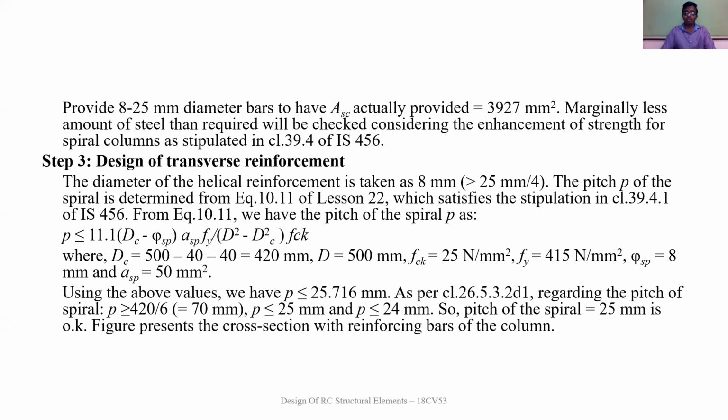is calculated as per clause 39.4.1 of IS 456, where the diameter of core is equal to the diameter of the column minus the cover on either side, and grade of concrete is given as 25 Newton per millimeter square. Grade of steel is 415, diameter of spiral reinforcement is 8 and the area of spiral reinforcement is 50 millimeter square. Using the above values, we have pitch should be less than 25.716. As per clause 26.5 regarding the pitch of the spiral, the pitch should be greater than diameter of core by 6, or the pitch should be less than or equal to 25 mm and 24 mm. So the pitch of the spiral as 25 mm is okay.